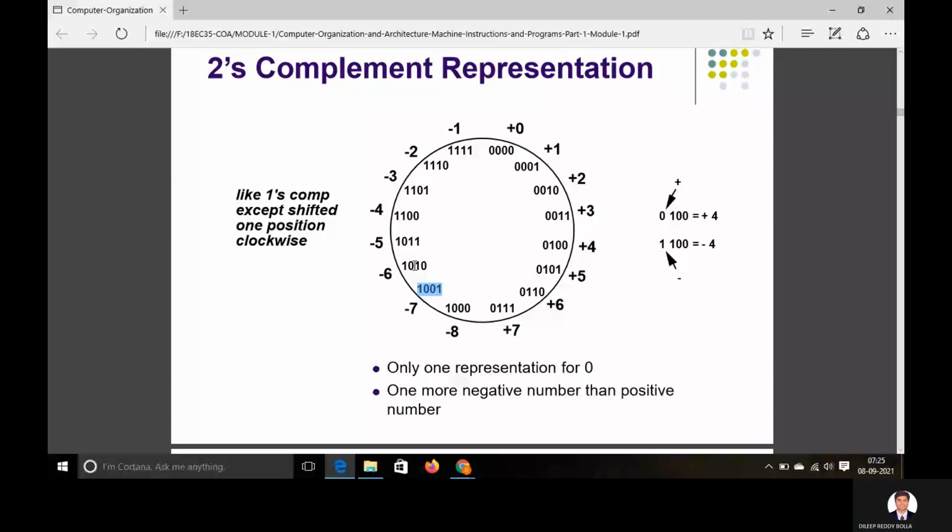So we have seen three different types of representation. The first one is sign magnitude representation. The second one is ones complement representation. The third one is two's complement representation. There are three different ways of representing the numbers.